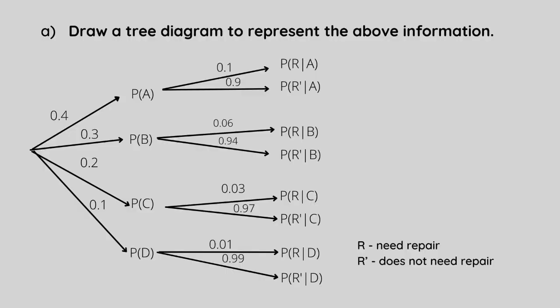For question 2, draw a tree diagram to represent the above information. The information given is in percentage, so we need to change it to decimals: 0.4, 0.3, 0.2, 0.1, and then draw the tree diagram for PA, PB, PC, PD. For PA, draw another line for PRA and PR prime A. R prime is for does not need repair and R for need repair. How to get the probability for does not need repair? 1 minus 0.1, and then we get 0.9. And do the same for PB, PC, PD.